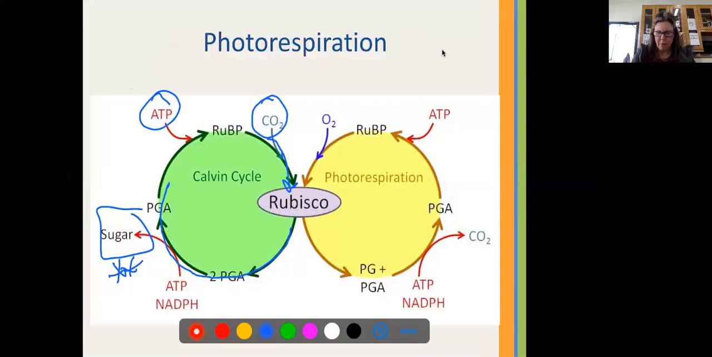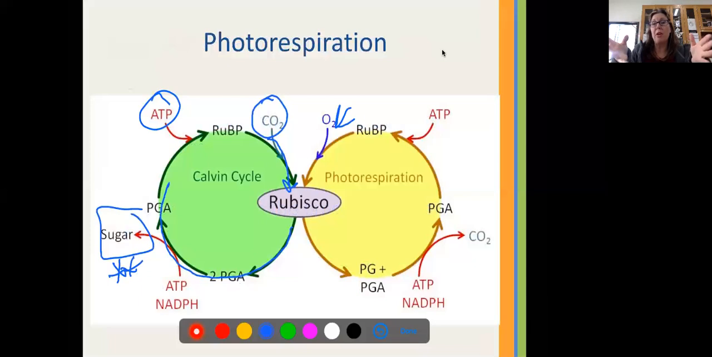And then versus photorespiration. When we look at photorespiration, when we look at that other circle right here, it's taking in oxygen and it's binding with Rubisco. And so when we think about it, in photosynthesis, as we take in CO2, we give off oxygen.